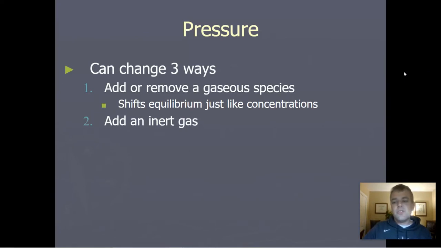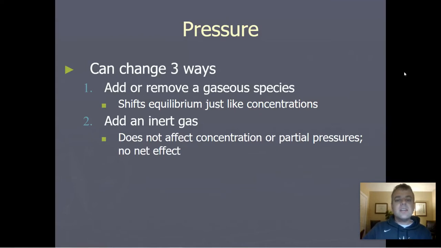Second thing you could do, you could add an inert gas. You could, for instance, inject some helium or neon or some other gas that does not participate in the reaction. Noble gases will never participate in the reactions. This is a pretty safe bet you can make. That does not affect the concentration, and it does not affect the partial pressures. Therefore, adding an inert gas does nothing to the equilibrium position, but the College Board loves to ask questions about what would happen if you did this, and the answer is it does nothing.